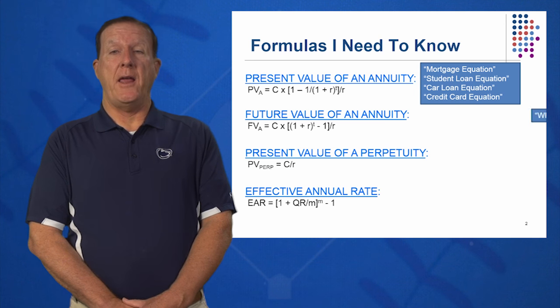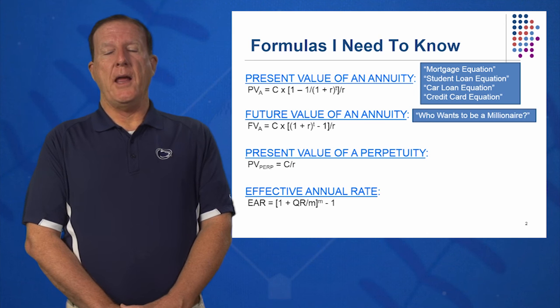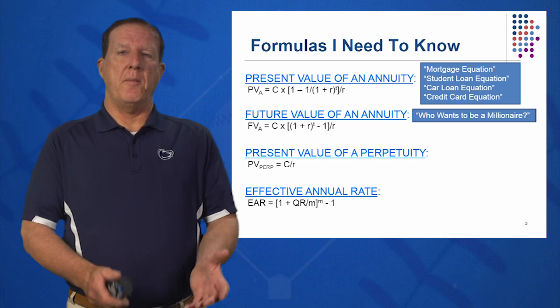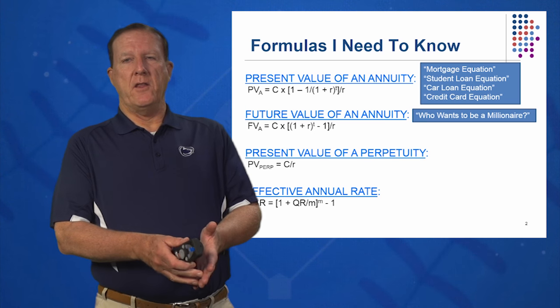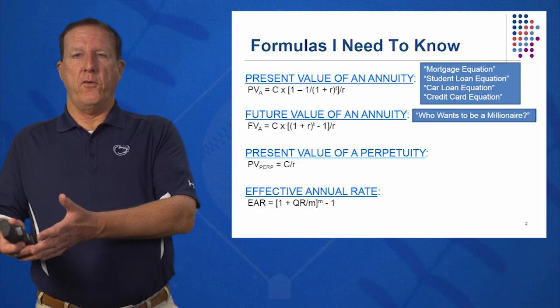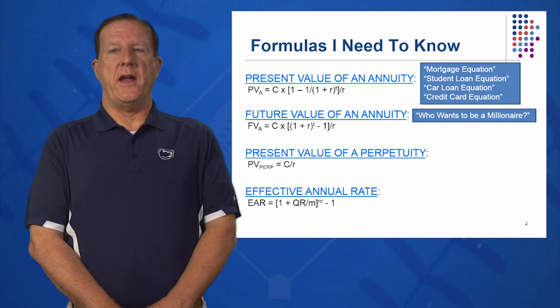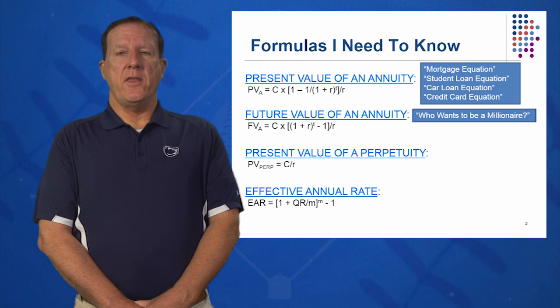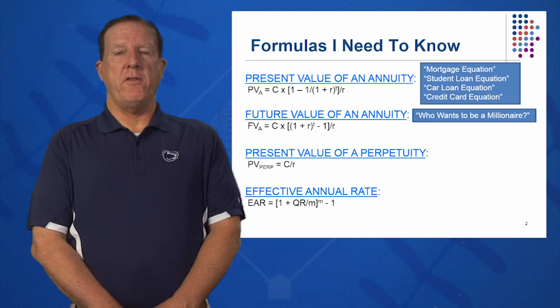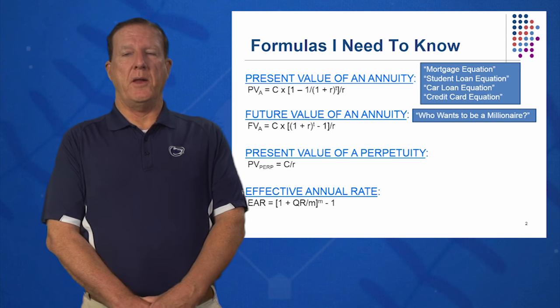The second key equation in this session is future value of an annuity. In this case, I renamed this one, who wants to be a millionaire? Can I become a millionaire without a big lump sum that I leave in the bank, as we did in session five, for 44 years at a certain percentage rate? In that case, it was 10%, and the amount was $15,091. Not everyone has $15,000 sitting around to become a millionaire.